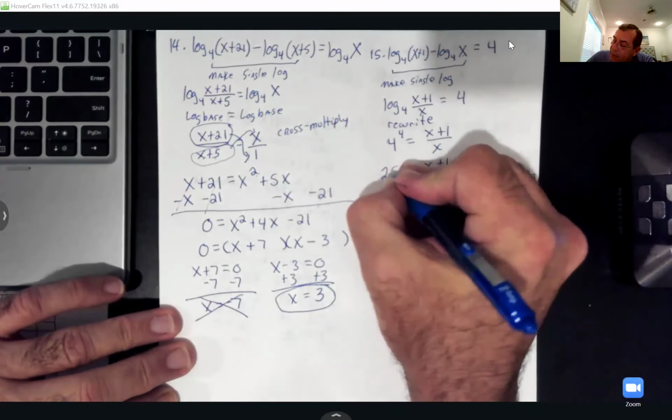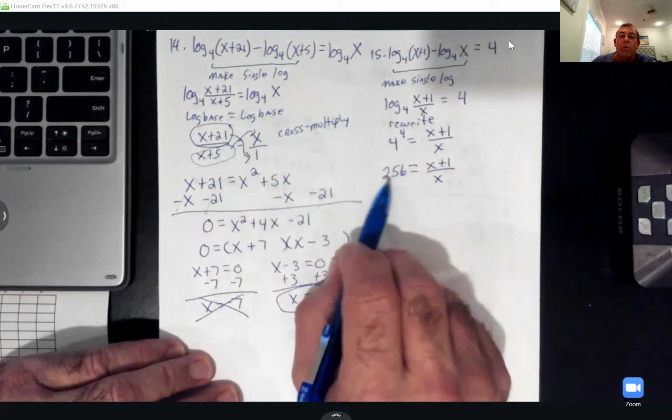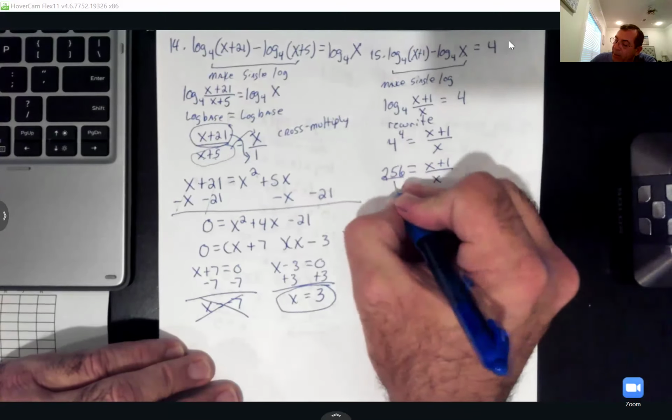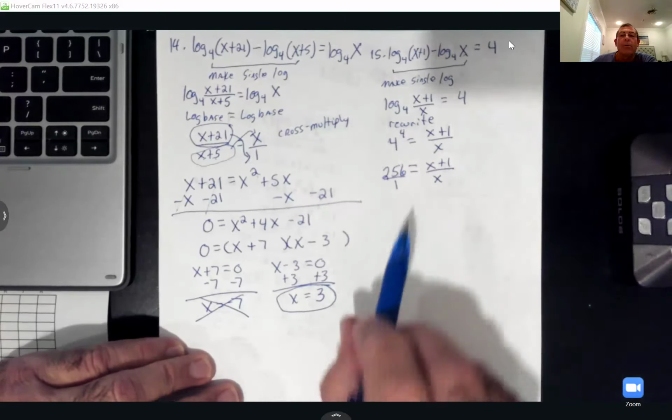All right, y'all, so you know what I'm about to do, right? I'm going to do what I did here. I'm going to put a 1 under the 256, and I'm going to cross multiply. The 256 times the x is 256x. That's going to equal 1 times the x plus 1, which is x plus 1.